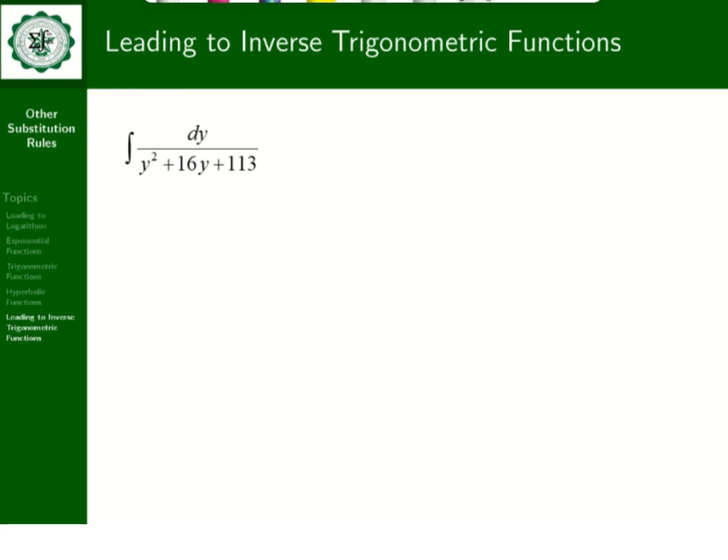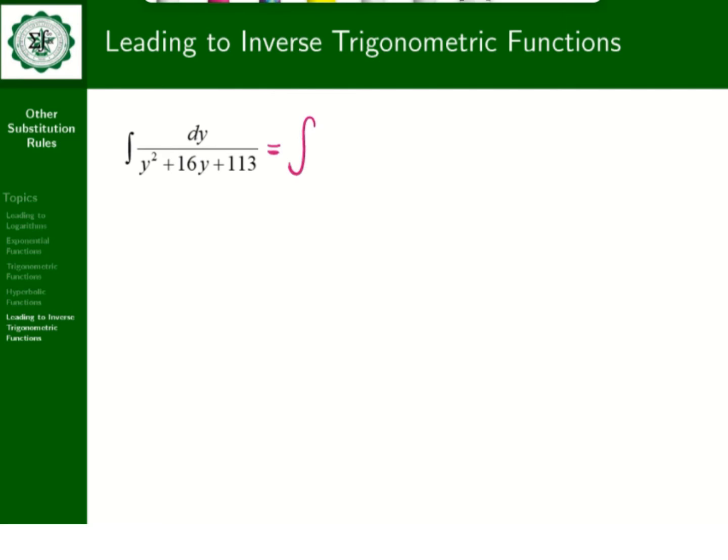For the next two examples, we are going to apply completing the squares. For the first, we have the integral of dy over y squared plus 16y plus 113. Note that if we let u be y squared plus 16y plus 113, then du is equal to 2y plus 16 dy, and we do not have that in our numerator. Hence, we are going to apply a different technique to solve this problem, and that would be completing the squares.